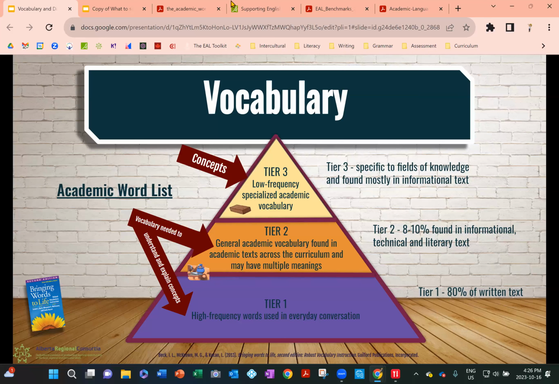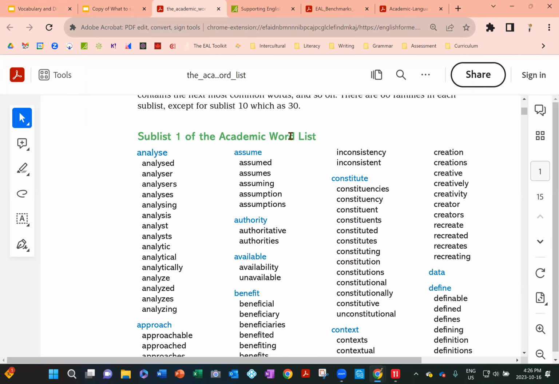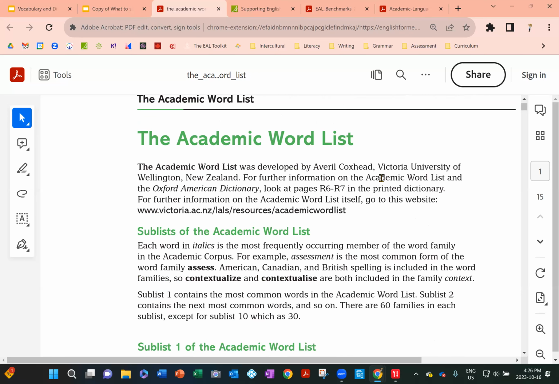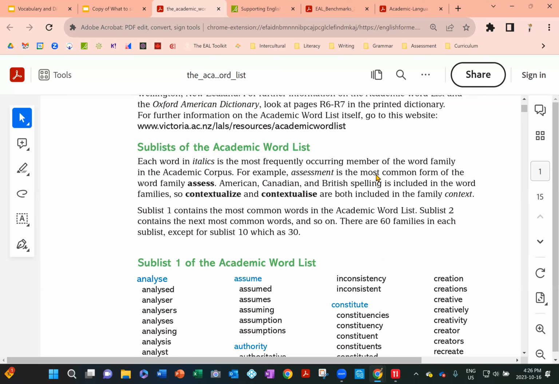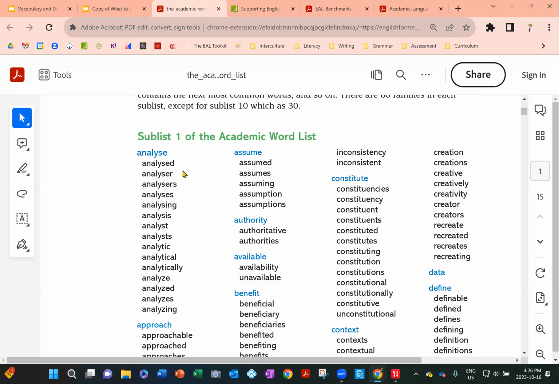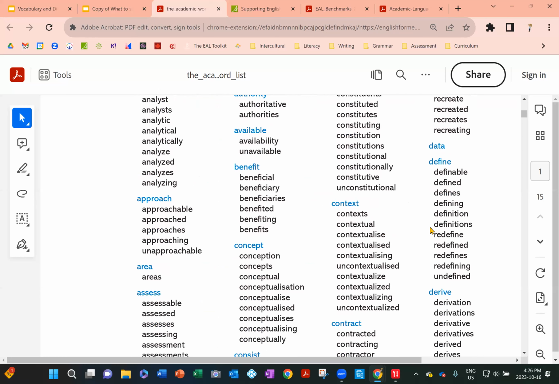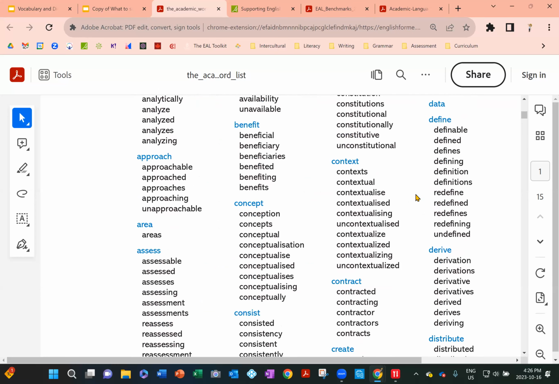I've also set up, just for your information, this academic word list in the presentation, which is hyperlinked. In the essence of time, I've already brought it up. You can see there are over 570 word families, broken up into about 10 sublists, and you can see how they're all connected. So analyze, and then analyzed, with different conjugations of it. Words like define or context or derive are just words to be aware of that you may be using.